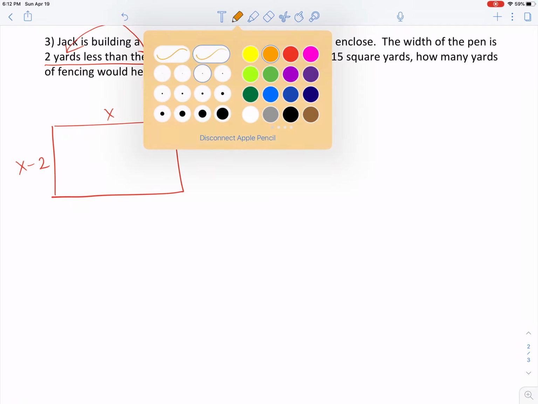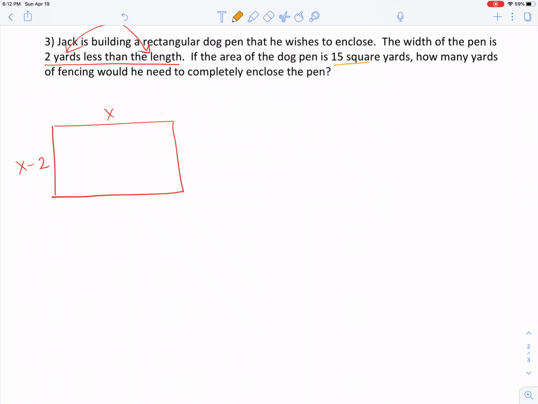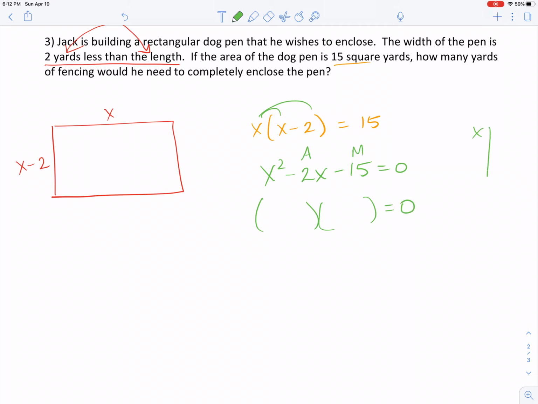Here the area is smaller, it is 15 square yards, so that's easier for the arithmetic part. X times x minus 2 equals 15. And now the solution, I'll distribute and get x squared minus 2x. Subtract 15 from both sides. I've been doing it in the same step. Factor. We have a trinomial with the leading coefficient of 1, so I'm going to do AM. This time, much easier numbers. 15 is 1 times 15, 3 times 5.